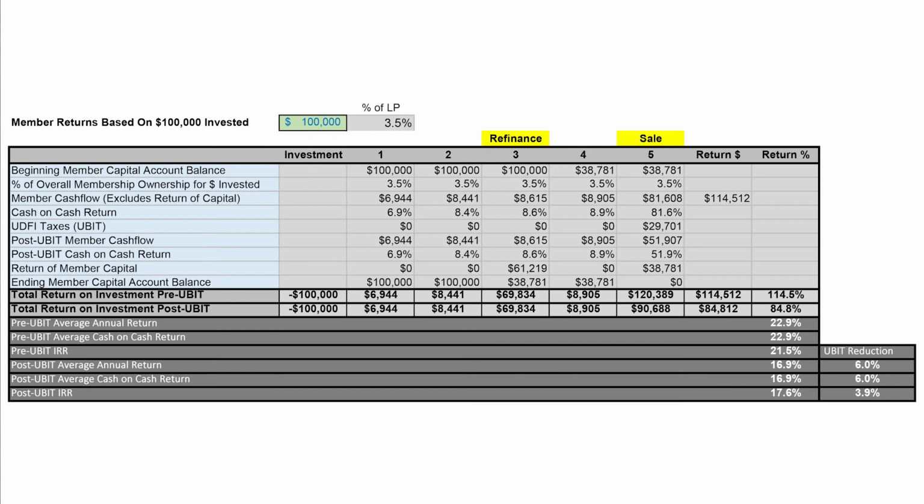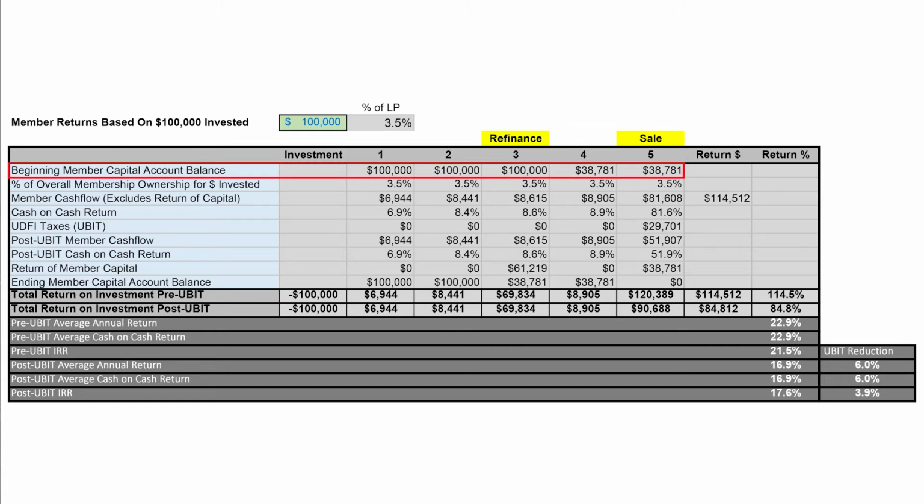So let's jump into what the calculator looks like and how it can help you gain a better understanding of this concept. So here's what the calculator gave us for a property we currently operate in Texas. Let's go through these line by line. Up top, we have the total amount invested, as well as the overall percentage ownership of the entire limited partnership. Just below that, we indicate years in which there is a refinance or sale. And then we dive into the numbers.